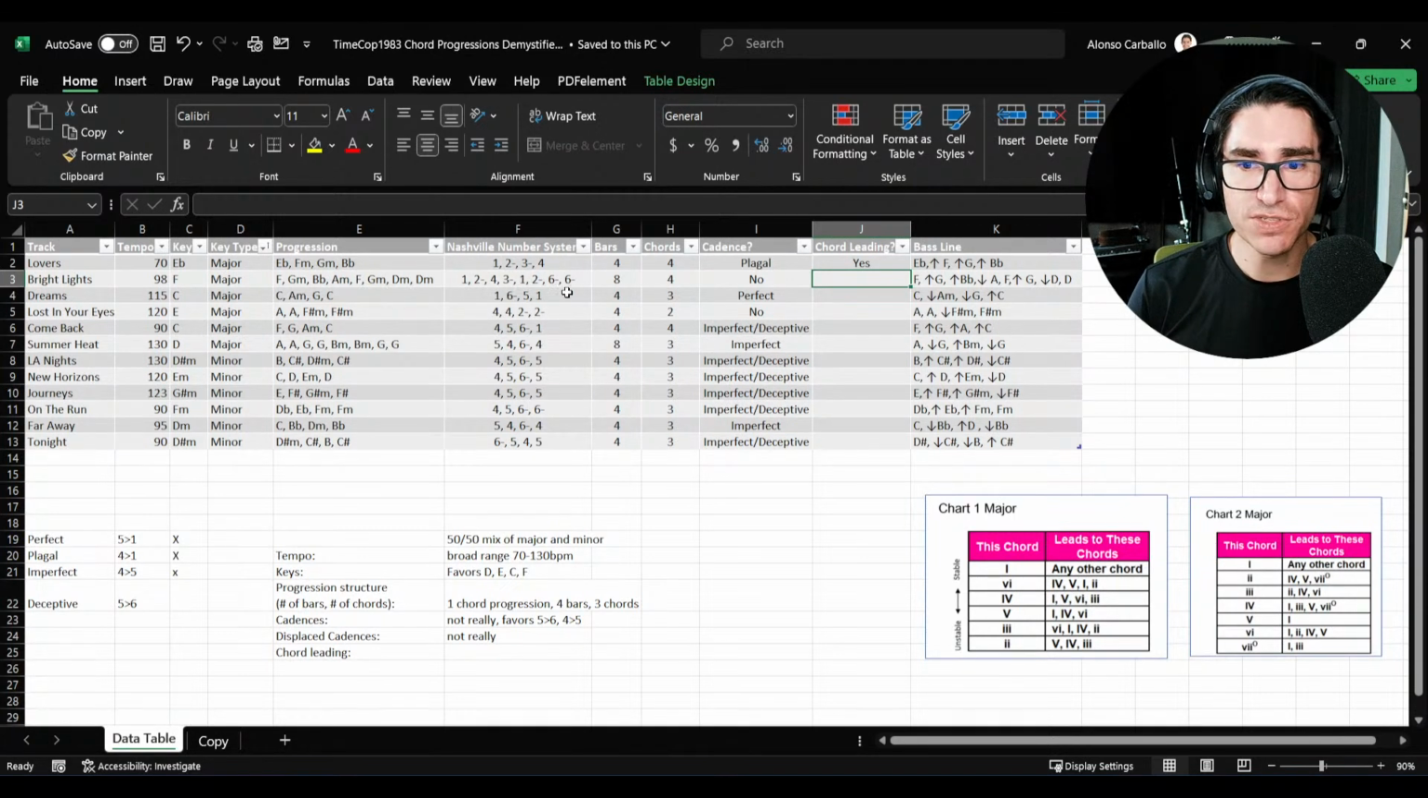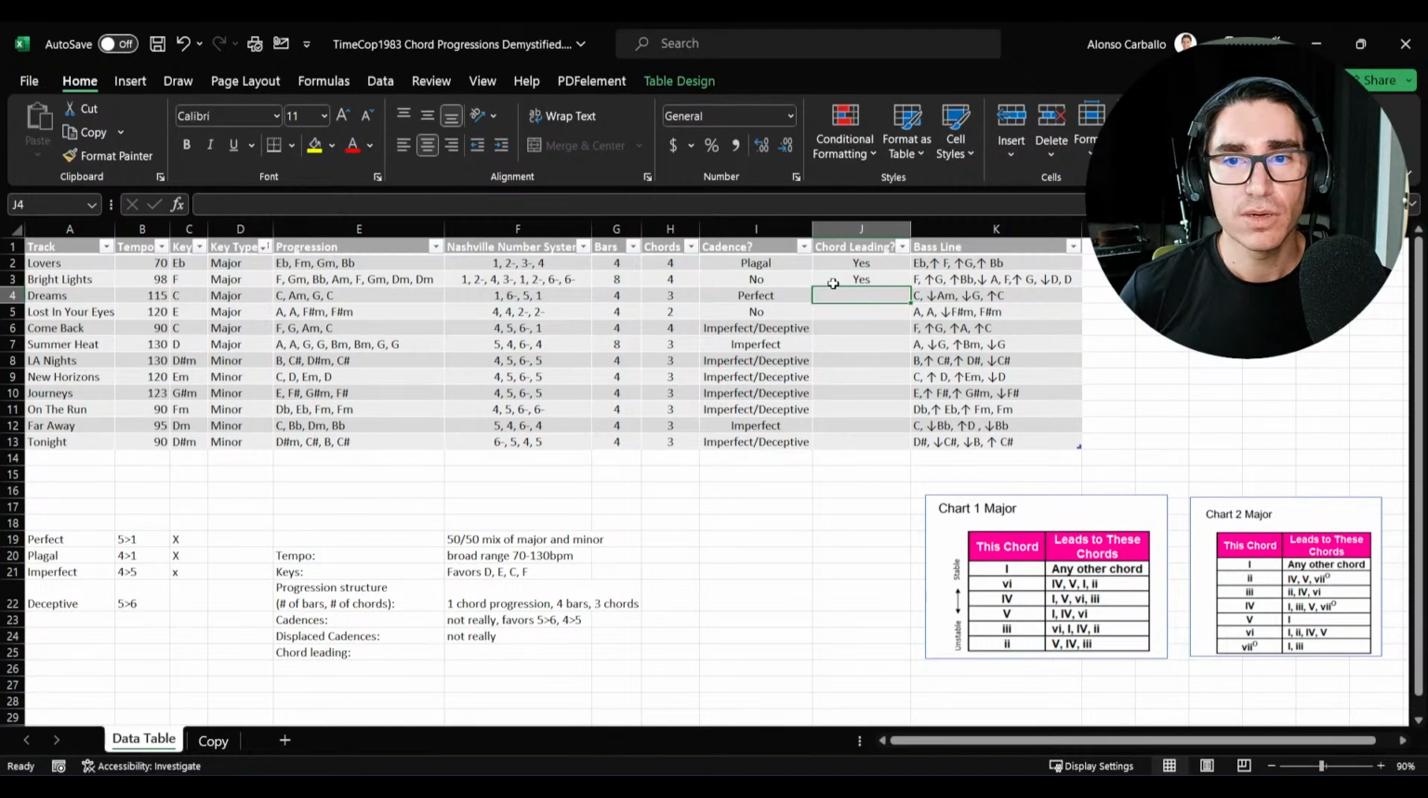What about 1, 2, 6, 6? 1 could go to any chord. 2, this says, could go to the 4, 5, 4, or 3. This one says 2, 4, or 6. Okay, so yeah.